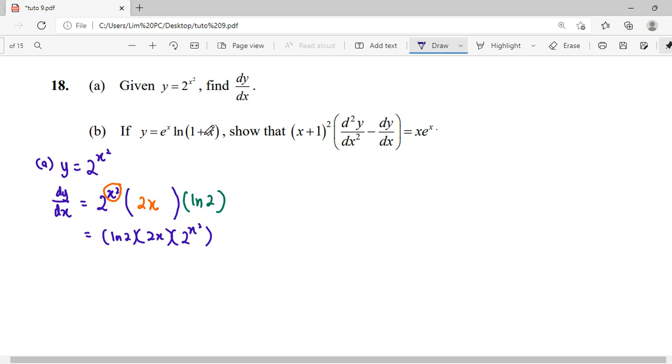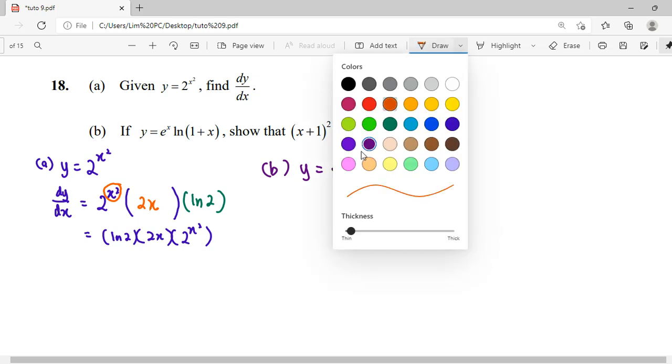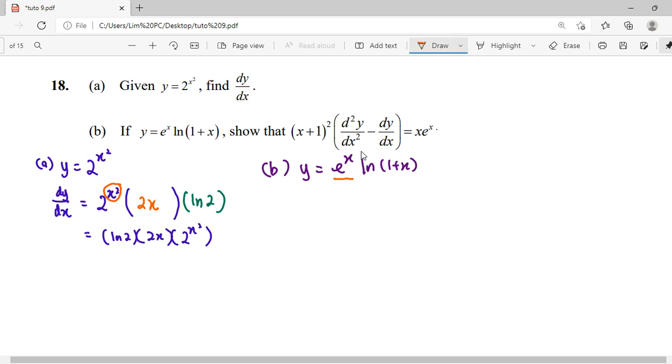And then for question B, they ask us to show this equation. When we want to show this equation, we need our first derivative and, at the same time, our second derivative. So what we can do is take out our question. For question B, y equals exponential e^x times ln x. So we have two functions multiplied together: one function is exponential, another function is ln x.